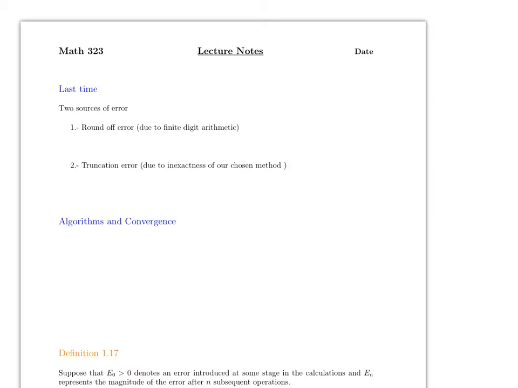Before we go there, let's just review what we did last time. Last time we talked about the two sources of error in numerical analysis. The first one is round-off error, and that's technically due to finite digit arithmetic. So this depends on whatever computer you're using. You cannot change them. And remember, there are technically two kinds here: rounding error, which is definitely due to the computer, and then the chopping error, which is where you decide to stop.